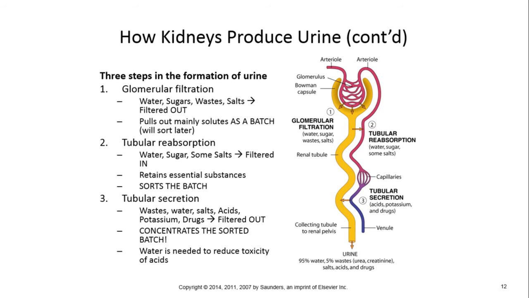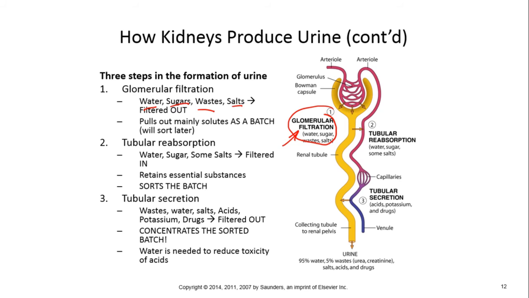So there are three steps to the formation of urine here. Step one is actually filtering out the waste, and a lot of times water comes out with it, and sugars, and that's okay. The kidney will resort them later. So again, water, sugars, different waste, and salts get filtered out. It pulls out mainly solutes as a batch for later sorting. And that will be here, glomerular filtration.